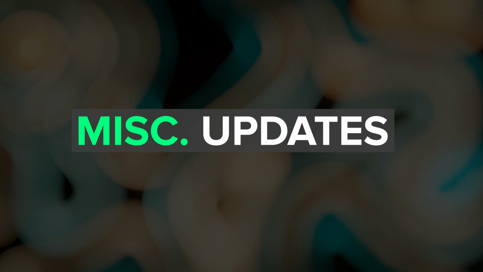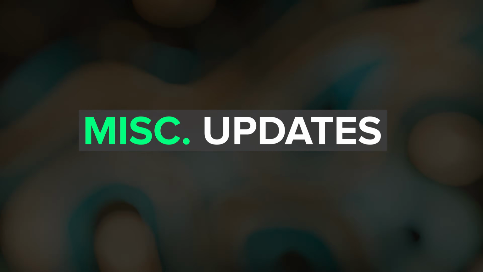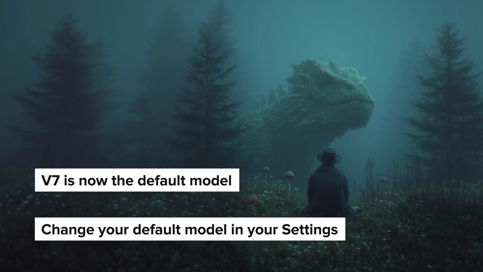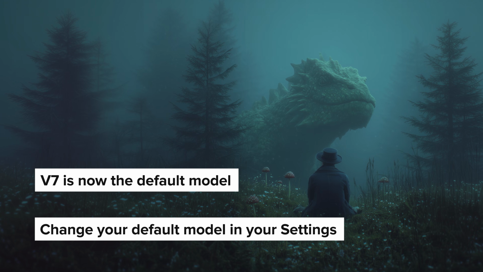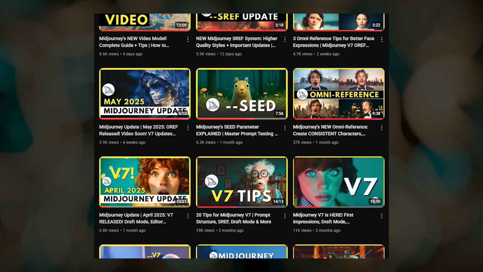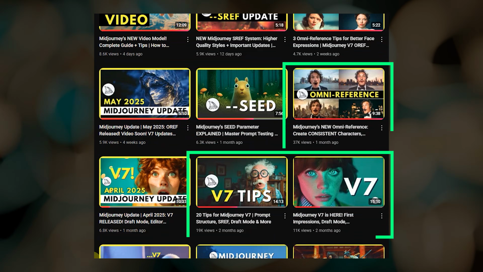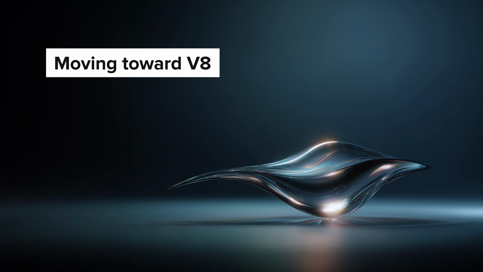Then we have a few miscellaneous updates. V7 officially became the default model in mid-June. If you want to change back to V6 or 6.1, you can do so in your settings. If you're new to the V7 model, I highly encourage you to watch my V7 tips and omni-reference videos. There is a V7.1 in training that incorporates learnings from the video model for better hand and body coherence, but it's not clear yet if it will be released. They're also moving towards a V8, but that release is still at least a few months away.